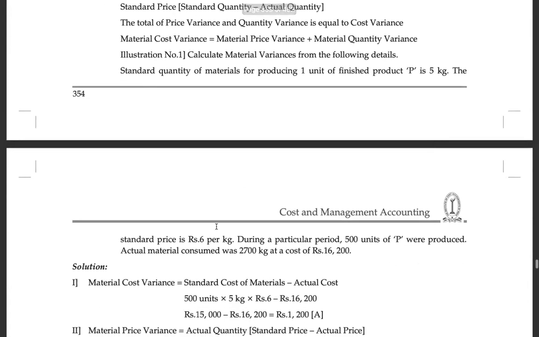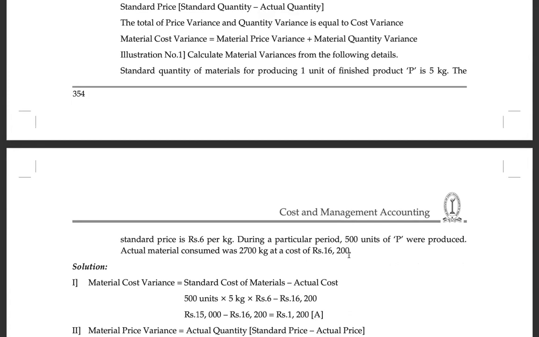The standard price is 6 per kilogram. During a particular period, 500 units of P were produced. Actual material consumed was 2,700 kilograms at a cost of 16,200.